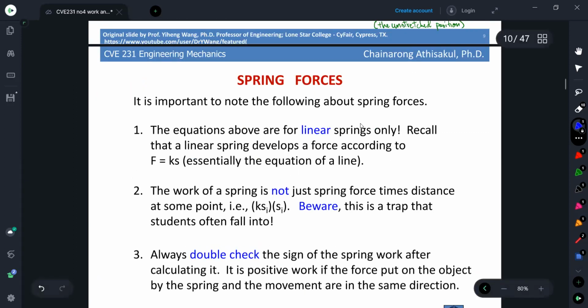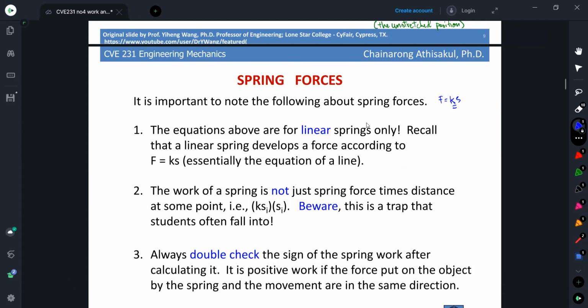So it is important to note the following about spring force. The equations above are for a linear spring only, that is, we consider F equals ks. If it is a nonlinear spring, we may have to substitute the force function into the integration term and integrate it to obtain the work done.